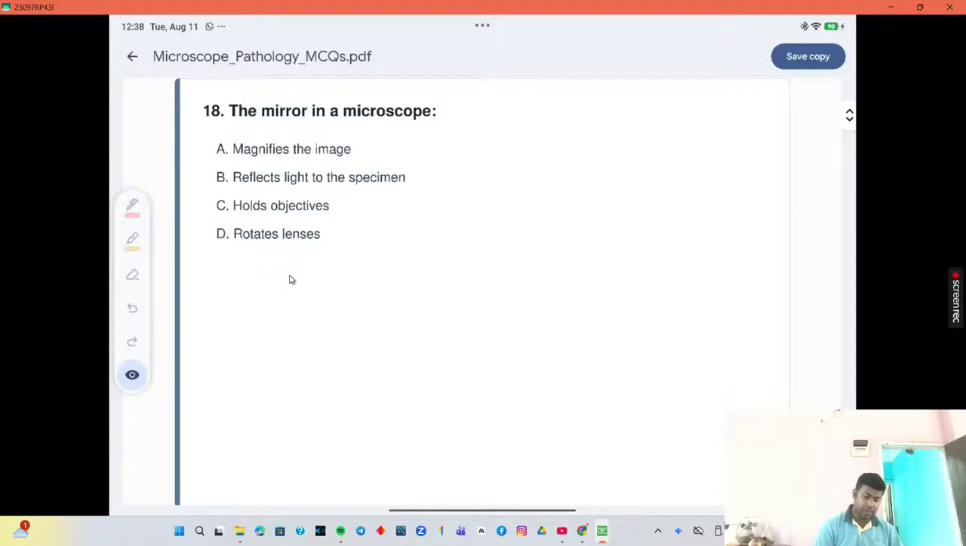The mirror in a microscope helps us to reflect light to the specimen. So, what does a mirror help in a microscope? The mirror helps in a microscope to reflect light to the specimen. The light which we are giving to see the specimen, it helps to reflect the light to the specimen, and it is the main function of a mirror in a microscope.